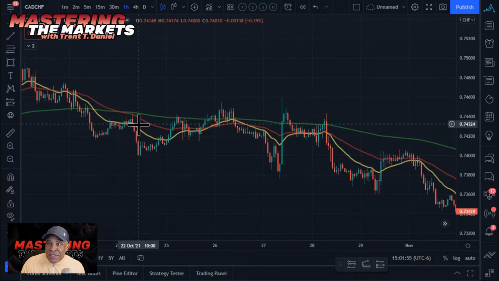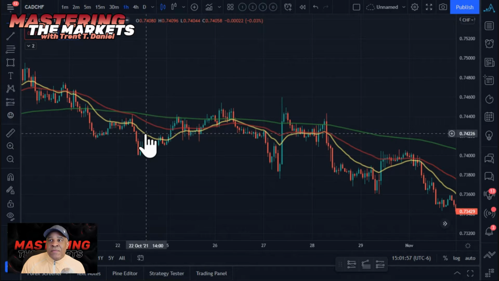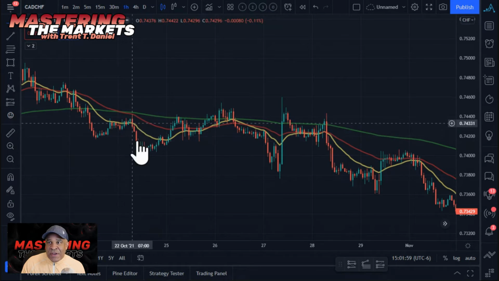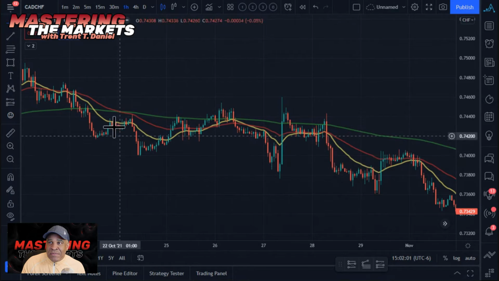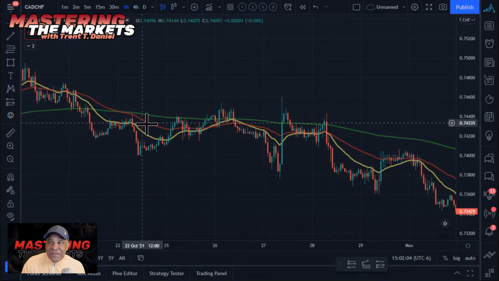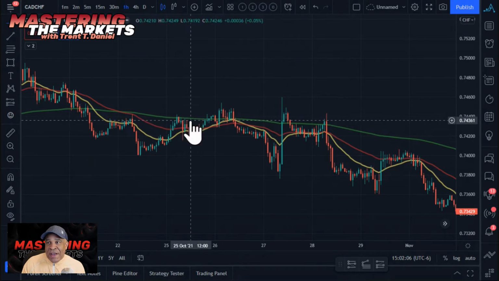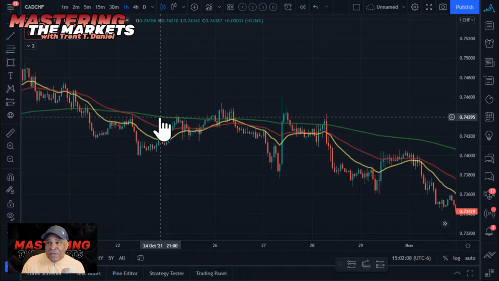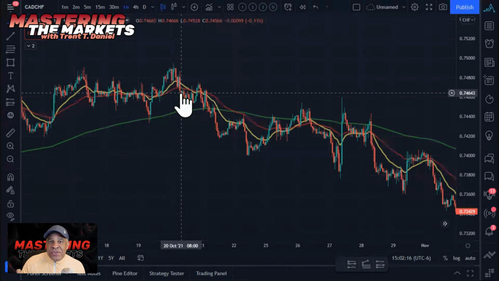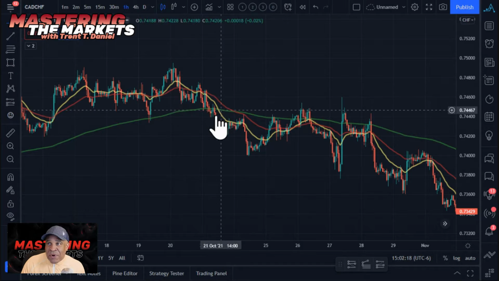Now, if you notice, the 20 moves faster and has a lot more ups and downs to it than the 50 does, and the 200 has the fewest of them all. It's very few, because the 200 is averaging out 200 bars, which is 200 hours, and so that tends to be a lot more flat, but it's a good indicator of global direction. That's why we use the 200.